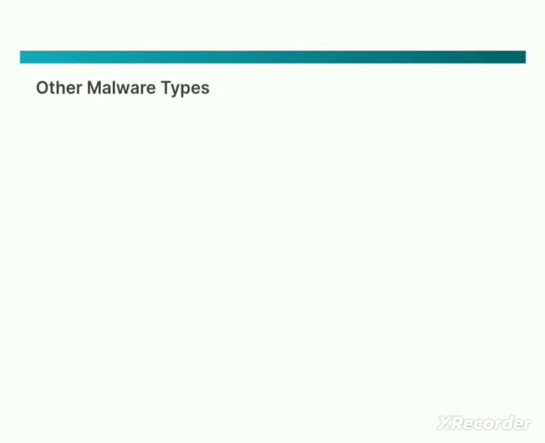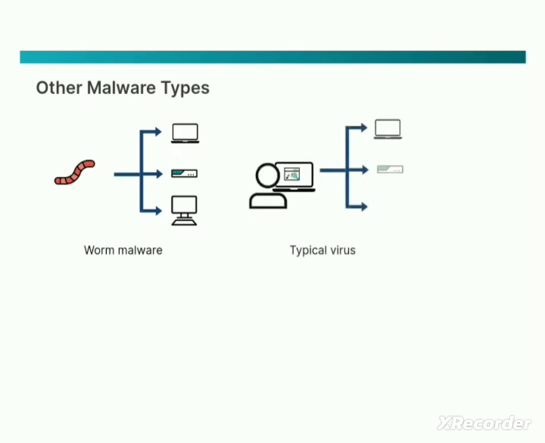Aside from viruses, there are other types of malware that do not share all the traits of a virus. For example, worm malware does not need a host system and can spread between systems and networks without user action, whereas a virus requires a user to execute its code. Here are some other types of malware that are not viruses.